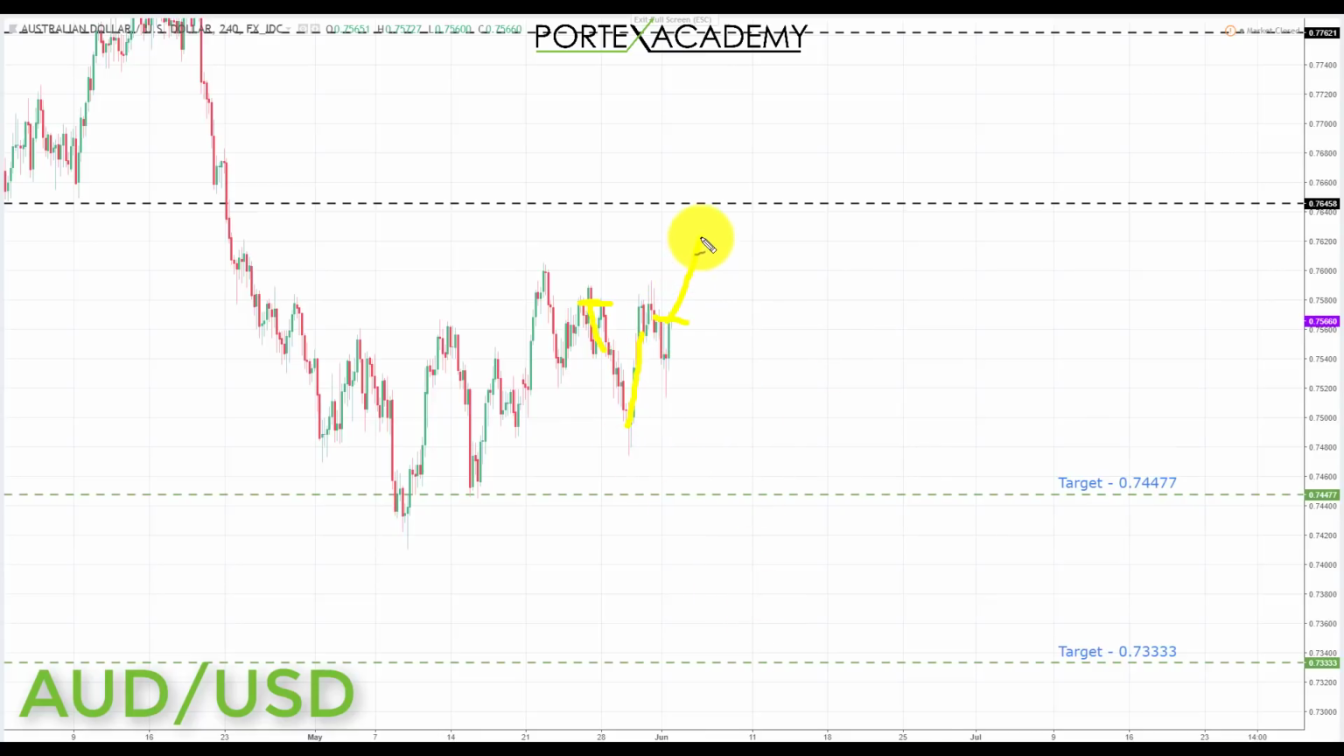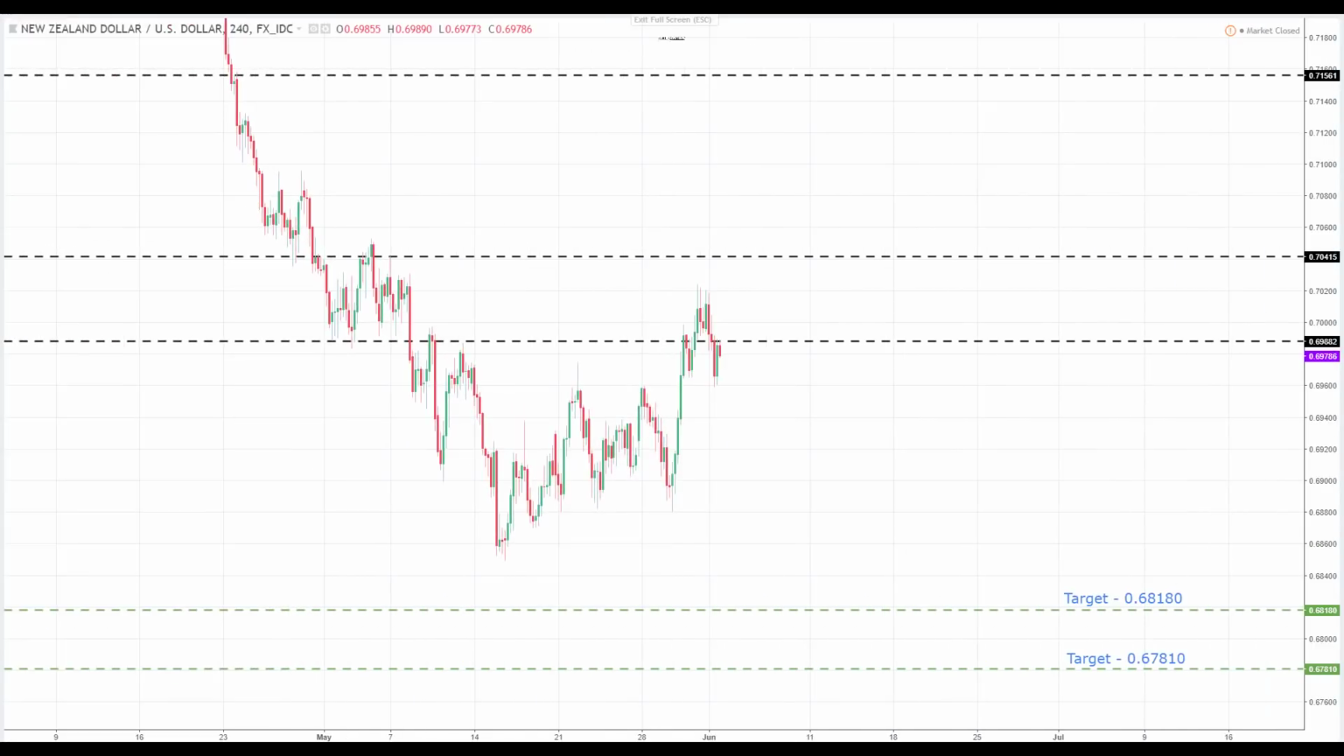If we can get a further pullback and a retest of broken support, as you can see, hasn't yet turned as resistance. If we can get a pullback and a retest of broken support turning resistance in this area, this is going to be a great place to start to look for bearish formations and patterns. And if we get the right kind of bearish formations and patterns in this area, we're going to be looking first of all back down to the bottom here, this key area of support and target 1 at the 0.74477. And if we can get a breakthrough here, we're going to be looking for further continuation down towards the next key area of support to the downside and target 2 at the 0.73333.